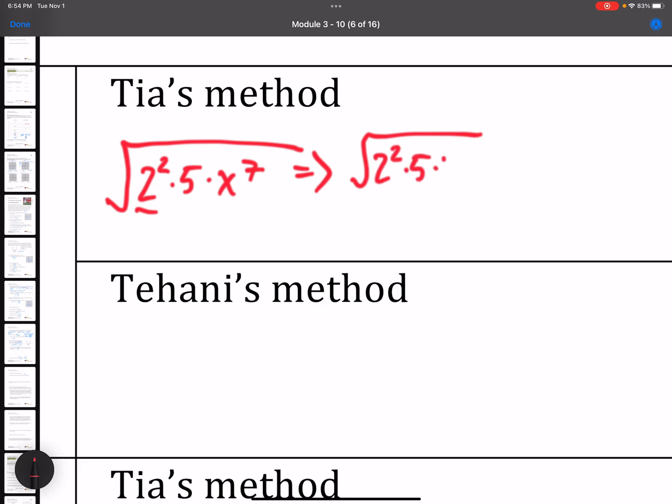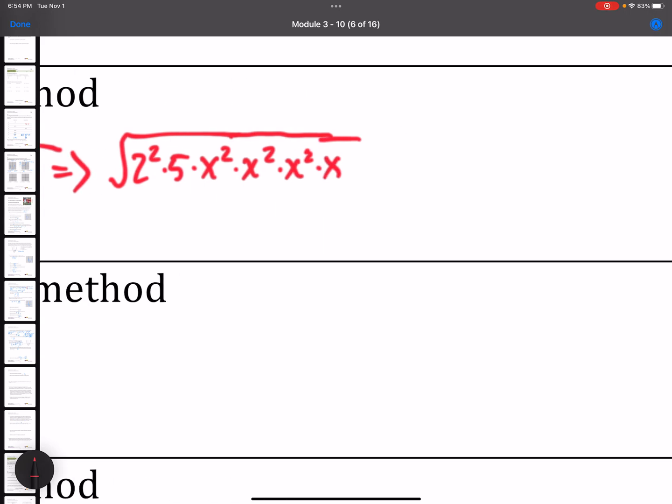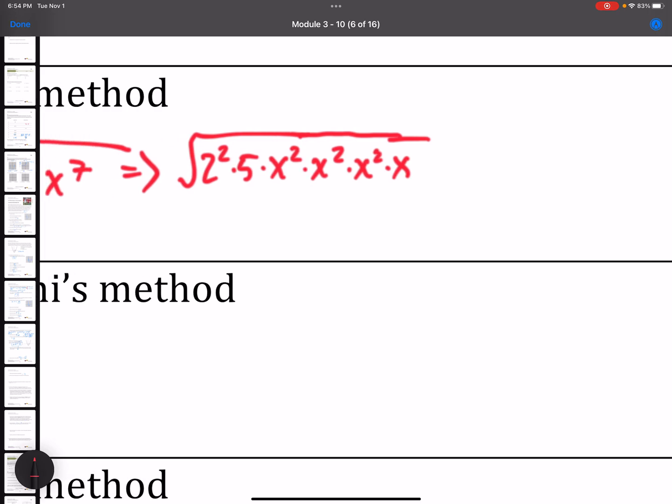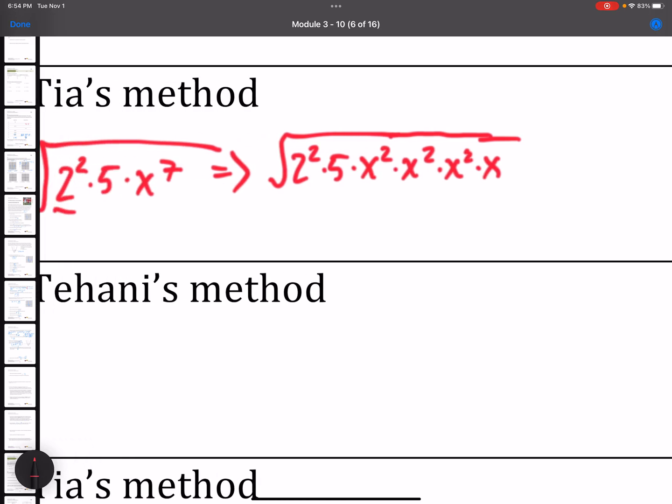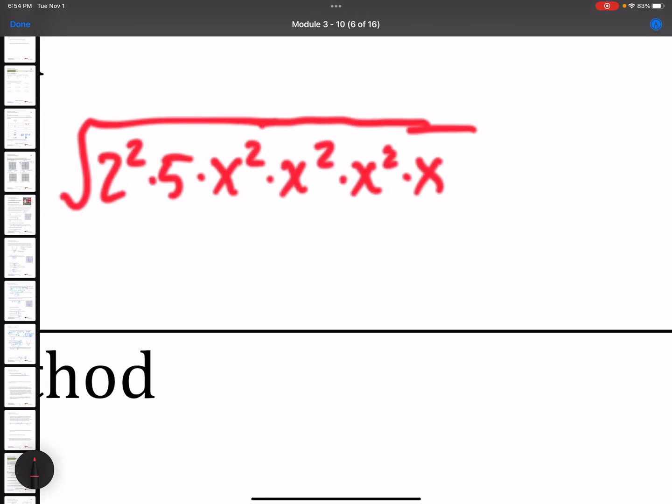So 2 squared times 5 times x squared times x squared. That would be x to the 4th total times x squared. That's x to the 6th total, but I need x to the 7th. So I have to have all of those exponents of the x add up to this 7 right here.